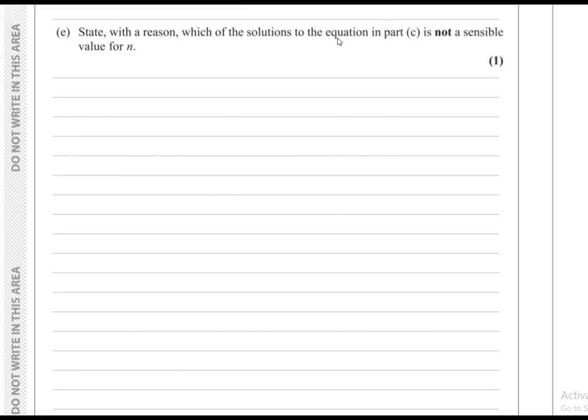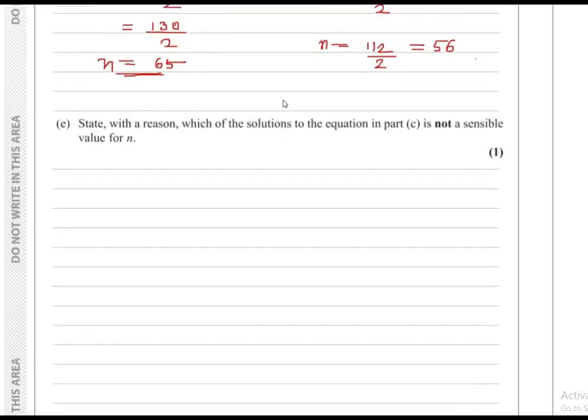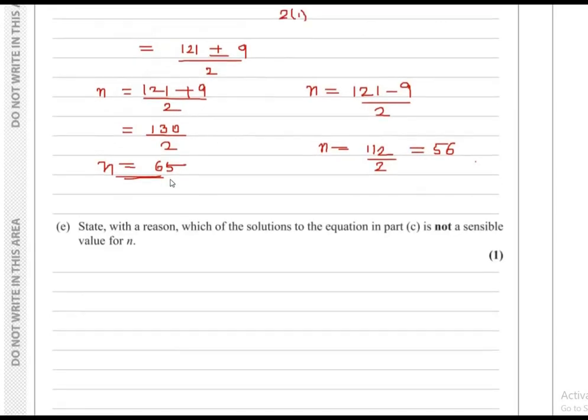Now we know that the solution to the equation in part C is the solution we got in part D. That is n equal to 65 and n equal to 56. So they are telling us to cancel out the number out of these solutions which is not a correct solution. So whether it is 65 months or it is 56 months, which out of these two are wrong.